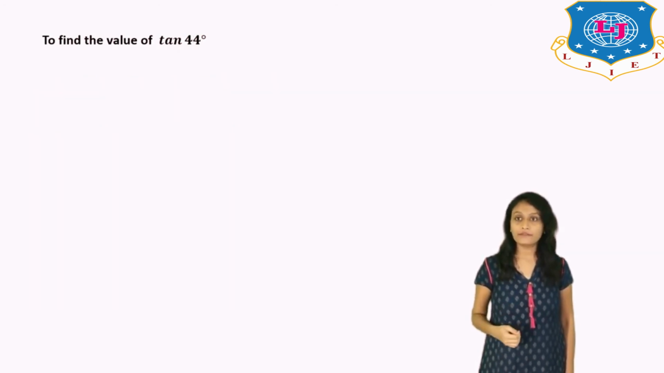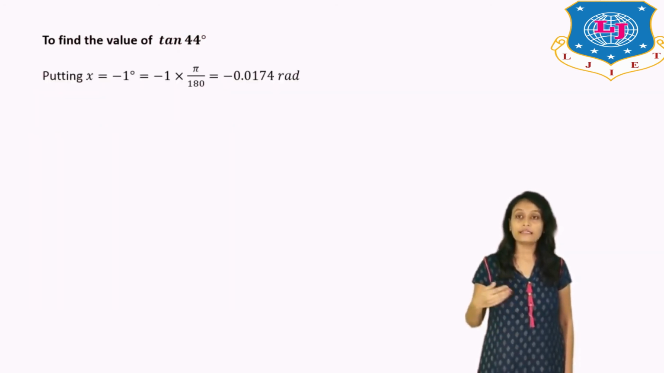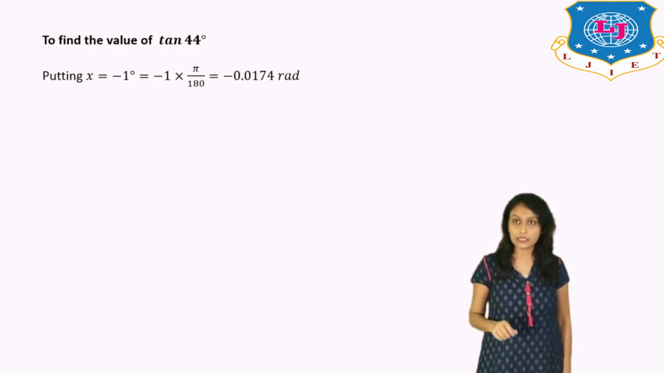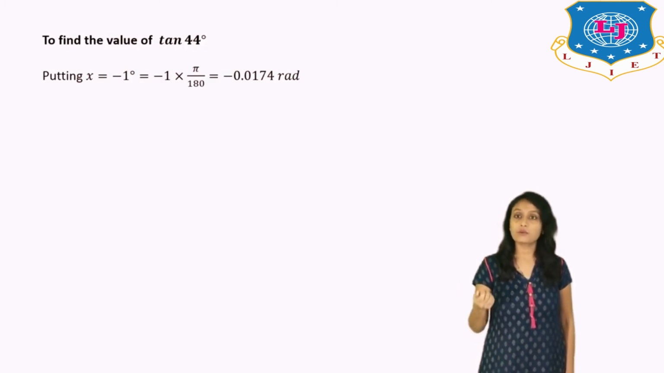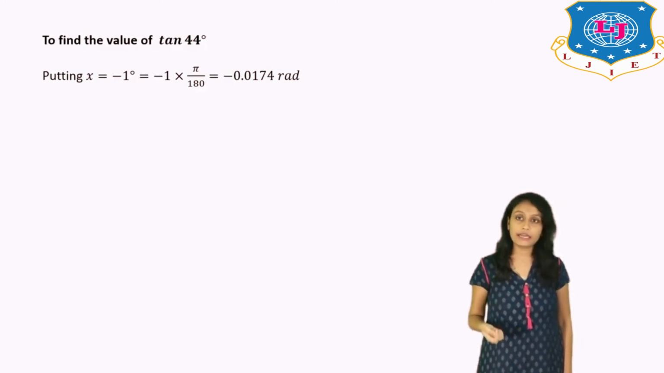Now we have to find tan 44 degree. To find tan 44 degree, what we need is x equal to minus 1 degree. So 45 minus 1, you will get 44 degree. Again we want radian form, so minus 1 into pi upon 180, right? On simplification you will get minus 0.0174 radian.